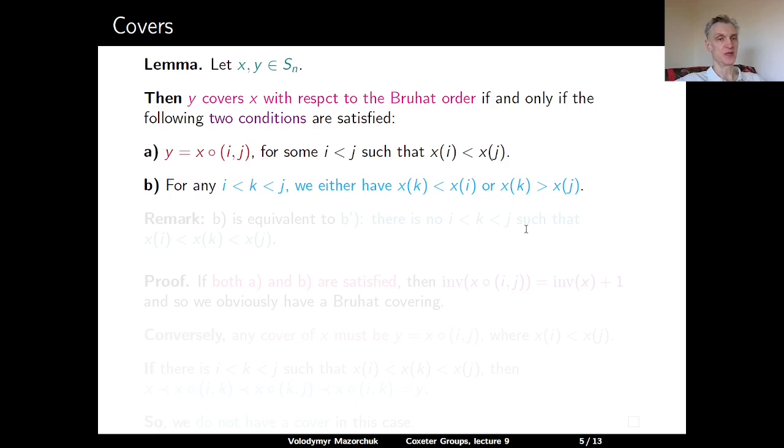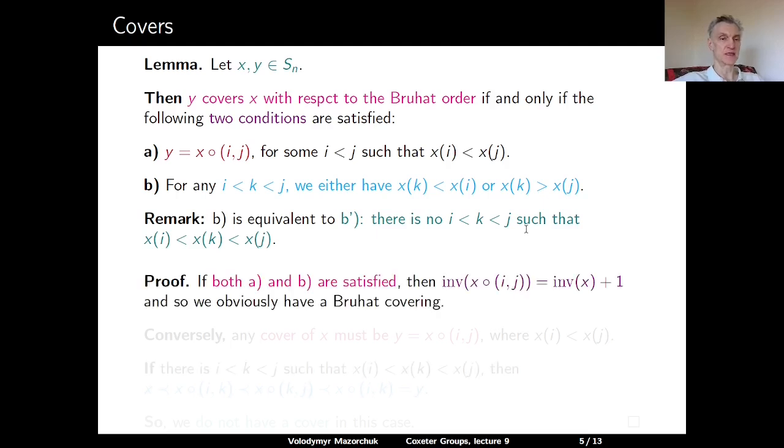And condition B: for any k between i and j, we either have that x(k) is smaller than x(i), or x(k) is greater than x(j). We know that condition B can be equivalently described as condition B prime: there is no k between i and j such that x(i) is smaller than x(k), and that is in turn smaller than x(j).